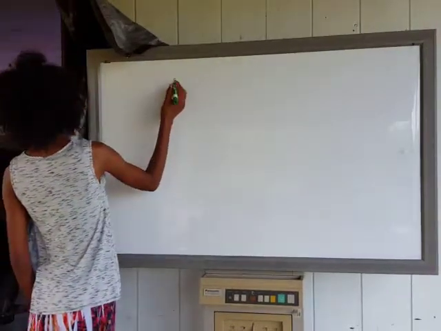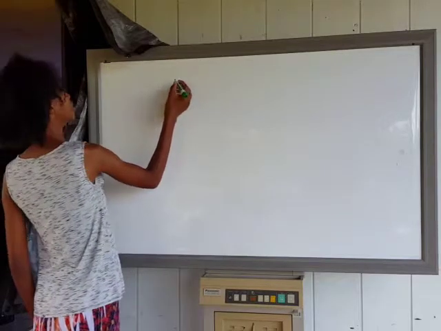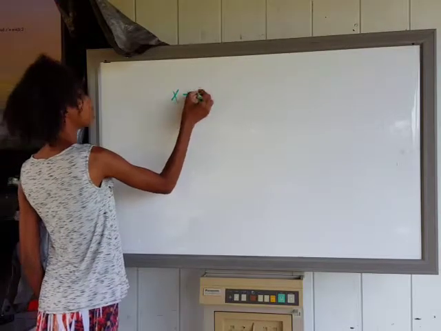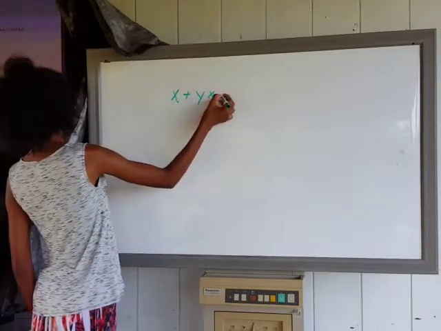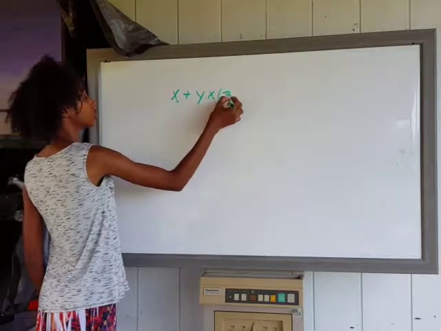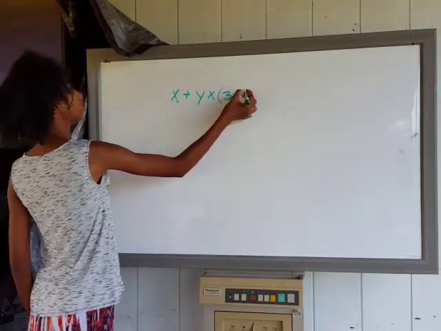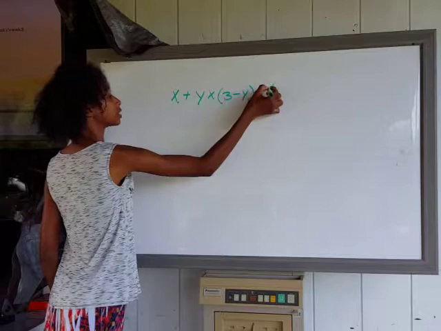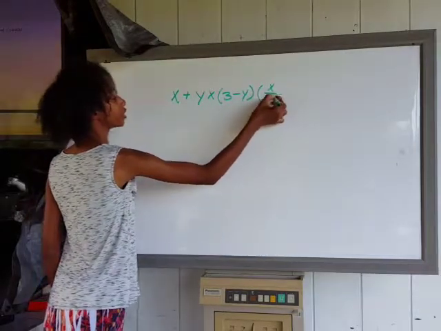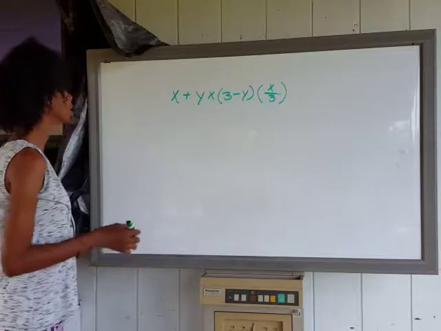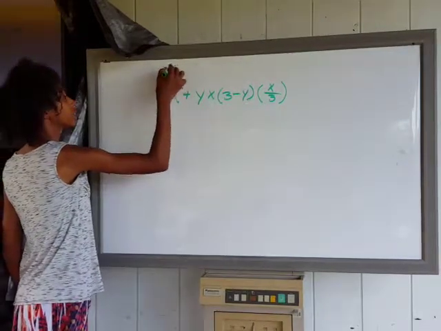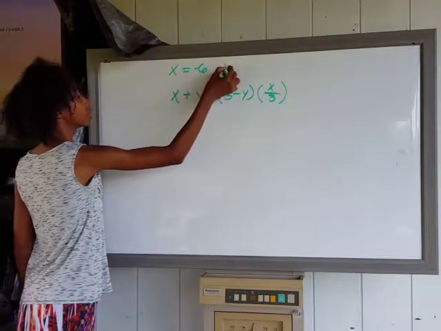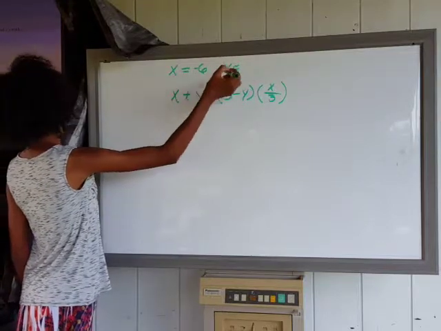Alright, so this one, we'll have x and y, so we have x plus y times x times 3 minus y times x over 3, where x is equal to negative 6 and y is equal to negative 2.